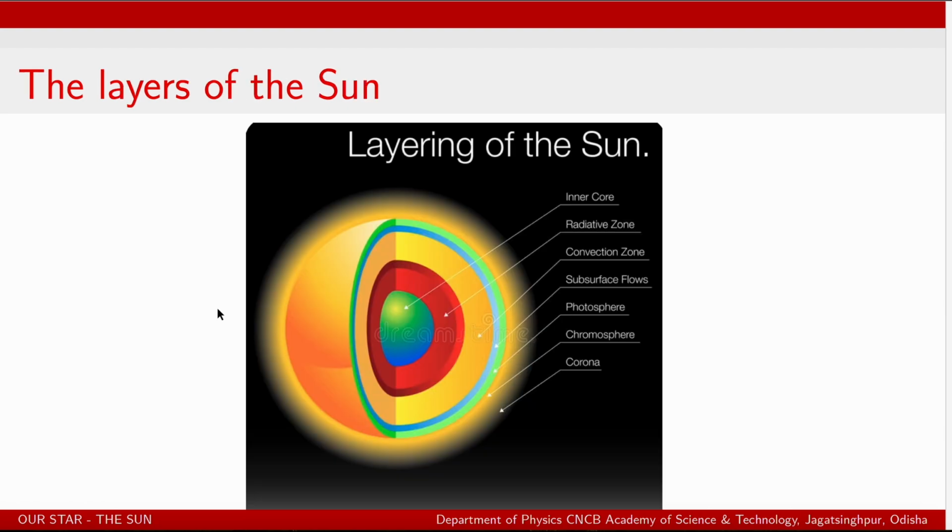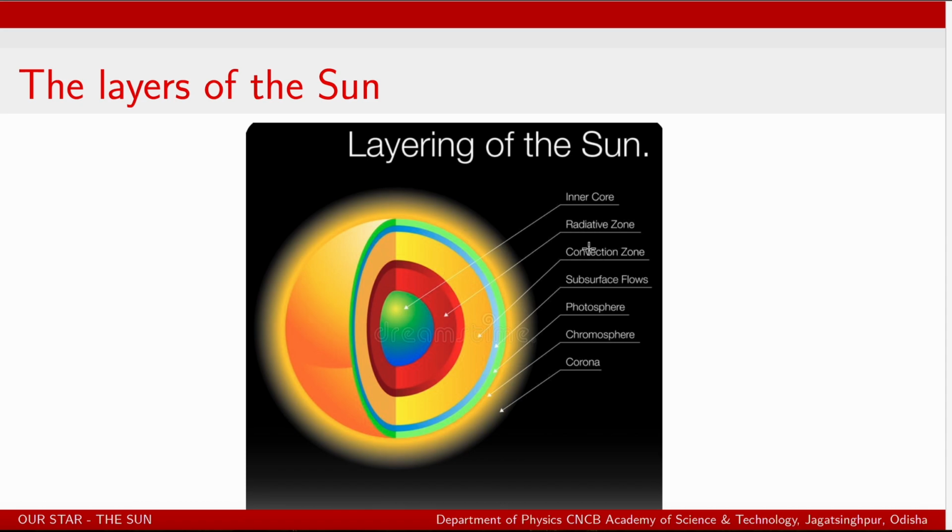Here we see the various layers of the sun. At the center we have the core, which is the inner core, and just outside the inner core we have the radiative zone. This is an important zone. And why is it important? In the context of the lecture, this is a very important zone.